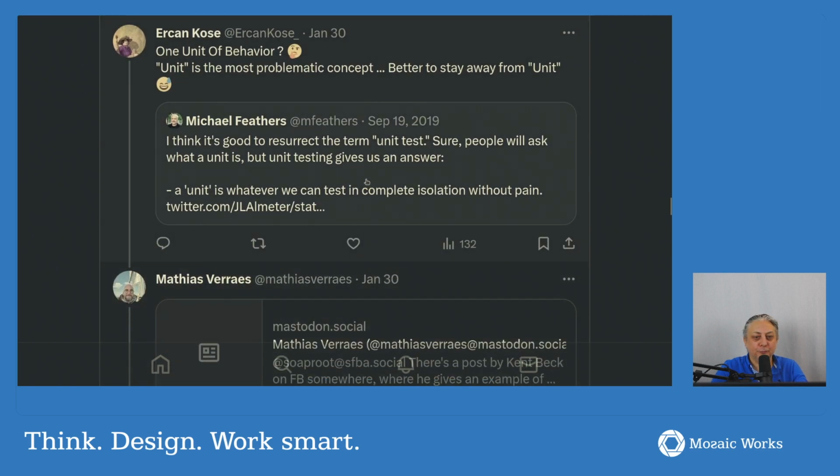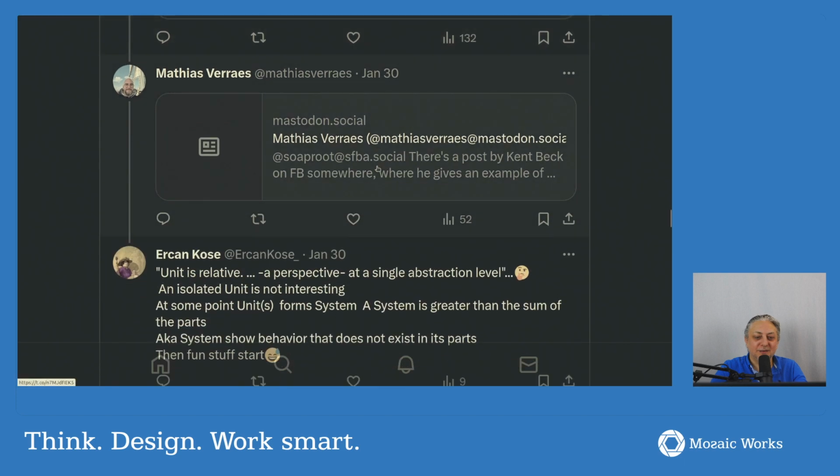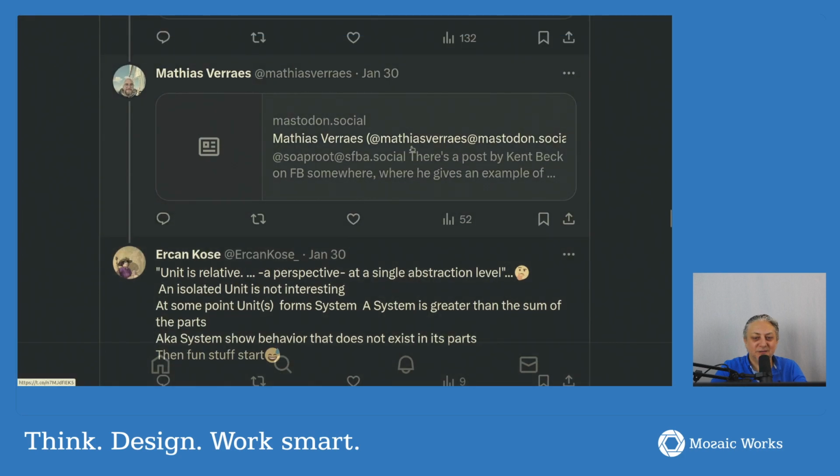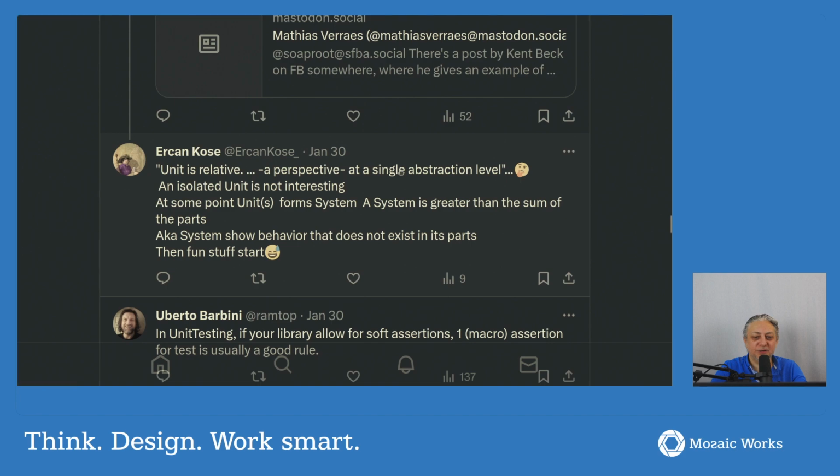Okay. And then Erkan Kozi, I think, jumped into the conversation. One unit of behavior. Unit is the most problematic concept. Better to stay away from unit. And then Matthias posted something, a longer tweet. And Erkan answered, unit is relative, a perspective at a single abstraction level.